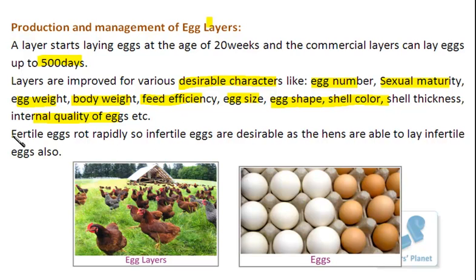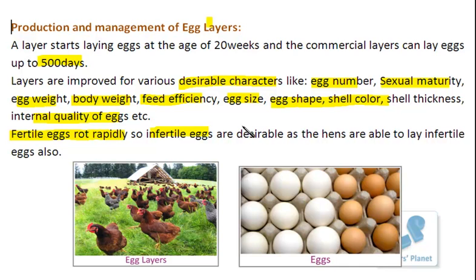One more important point is that fertile eggs usually rot rapidly as compared to infertile eggs. These layers can even lay infertile eggs. So such hens which lay infertile eggs as well are selected for commercial production. And of course, for such purposes, many different aspects should be considered. They should be managed in the poultry farms.